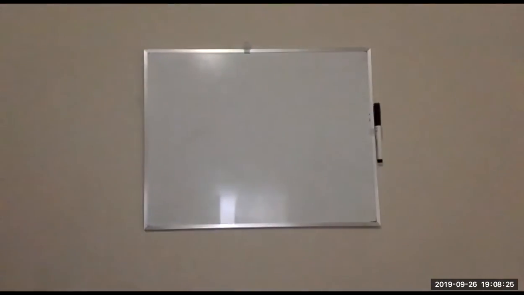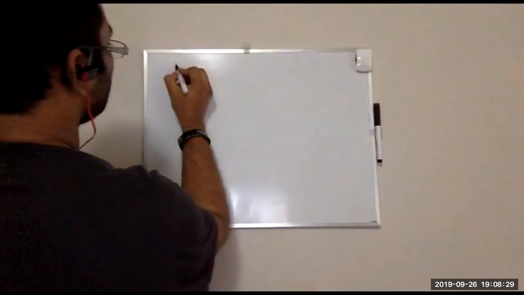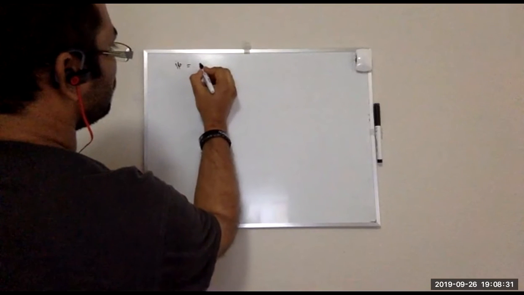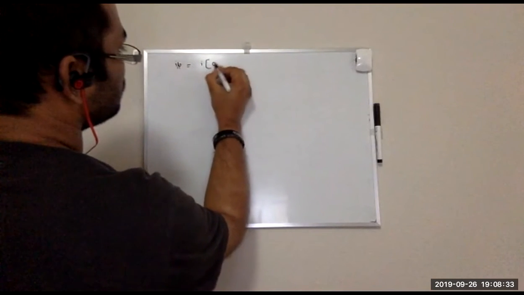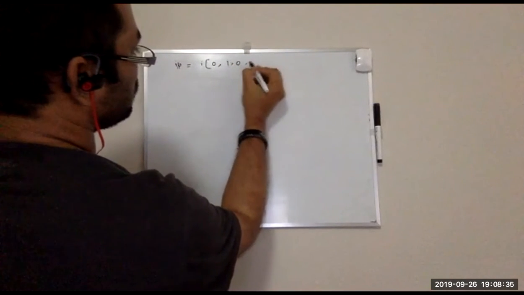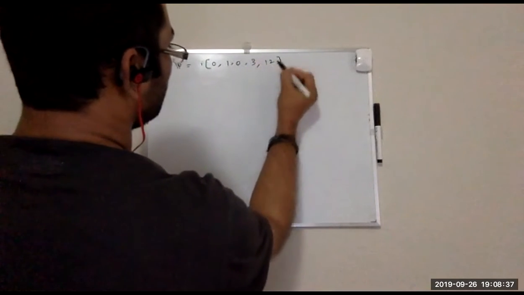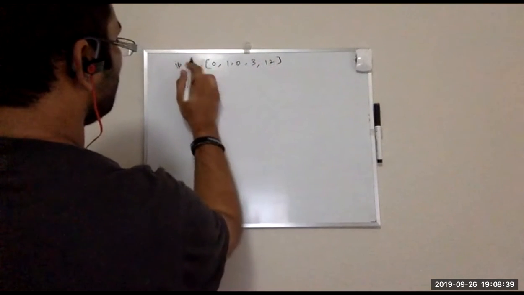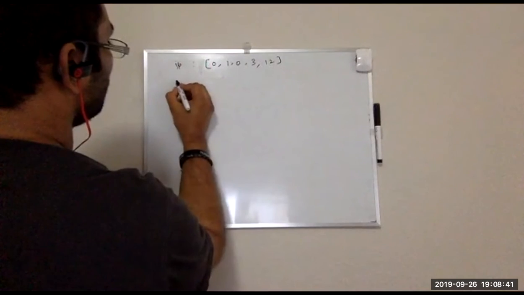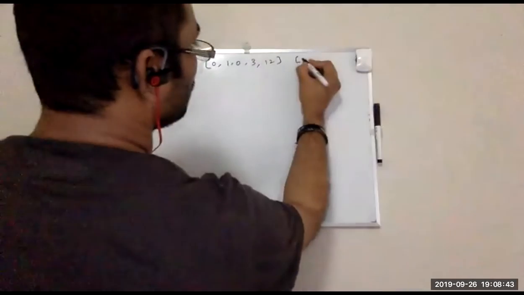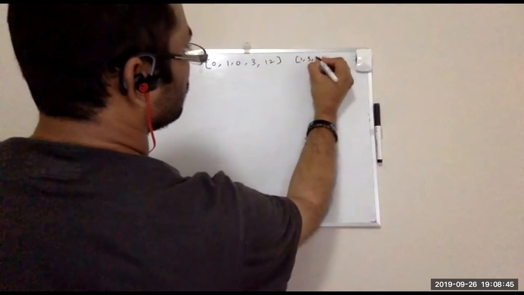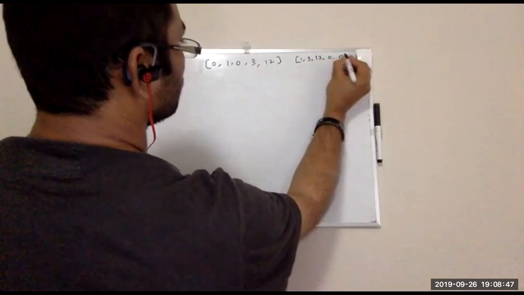Okay, let me write down the input array. The input array is 0, 1, 0, 3, 12. And the output array is 1, 3, 12, 0, 0.